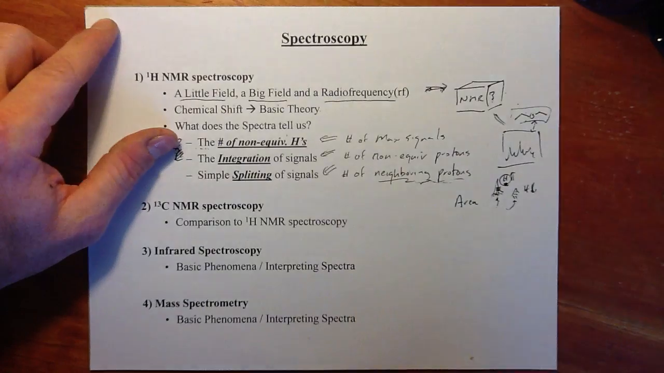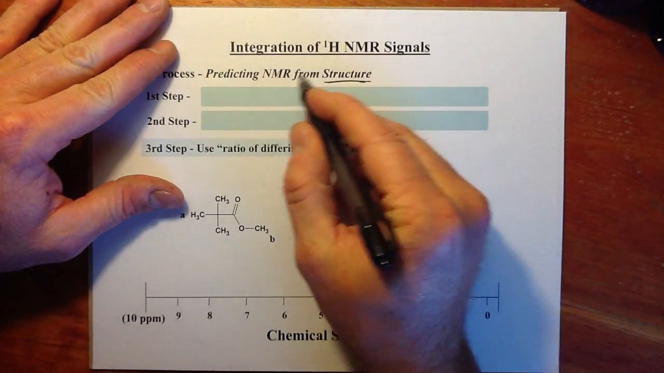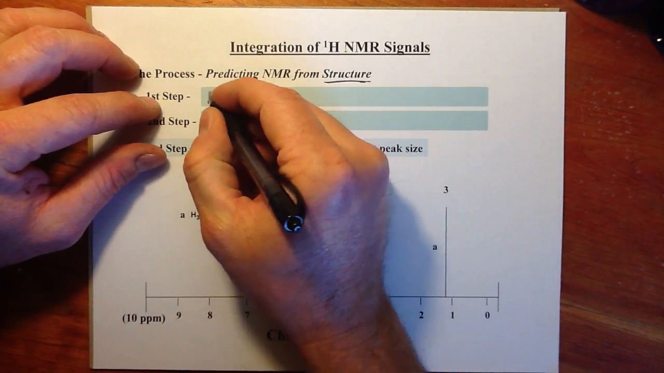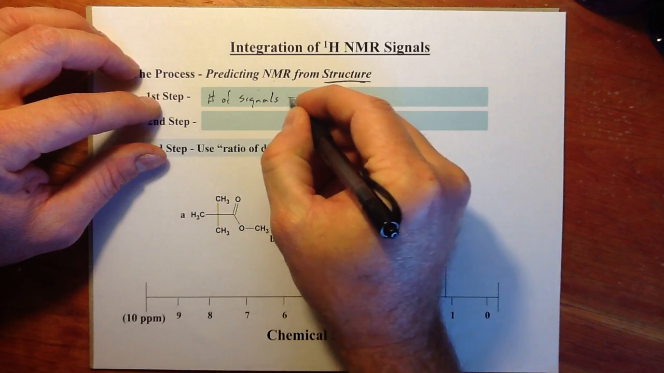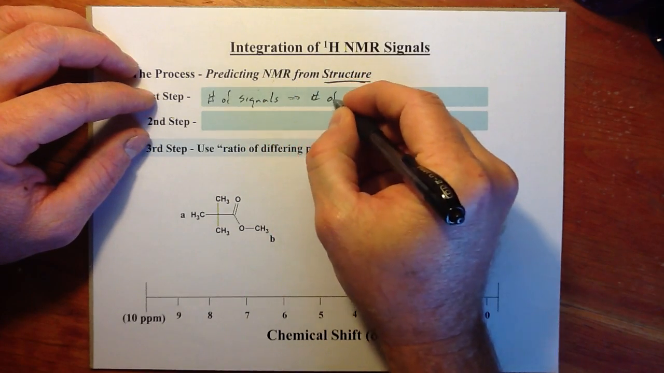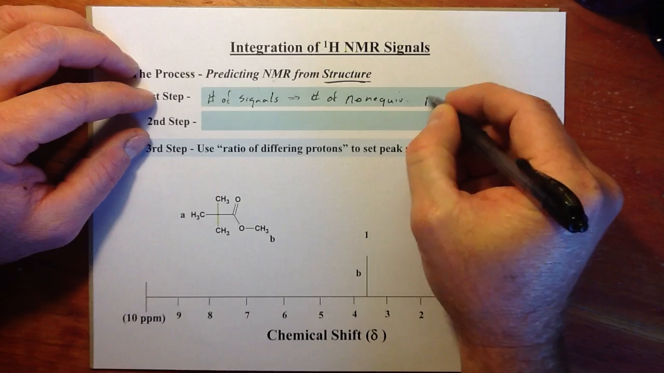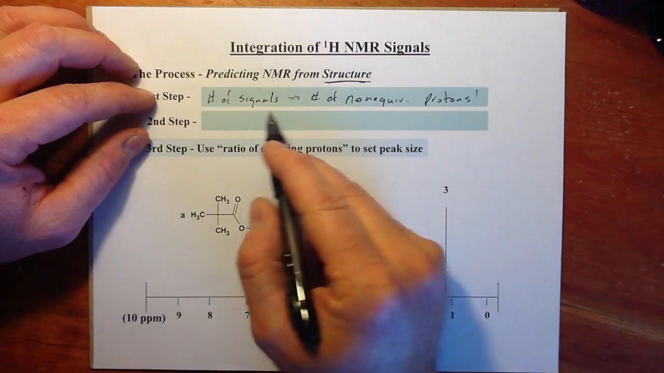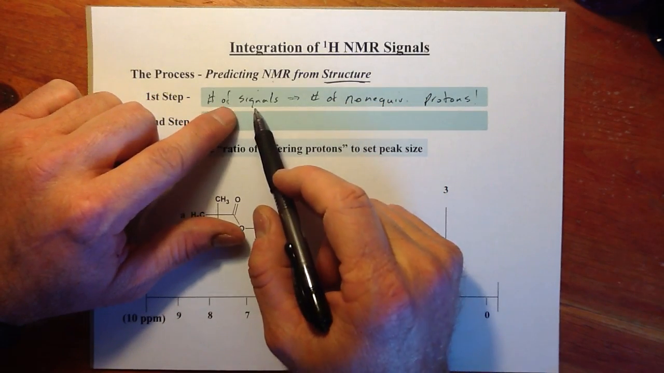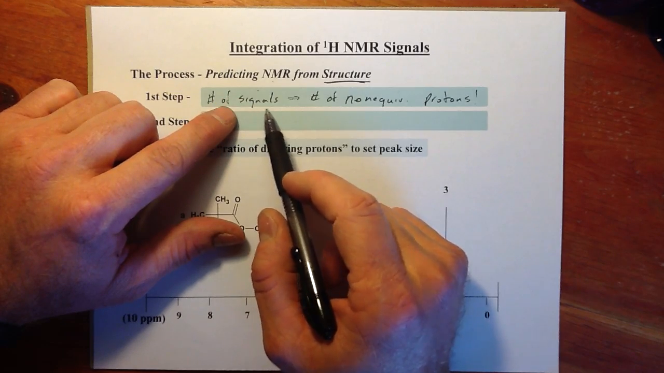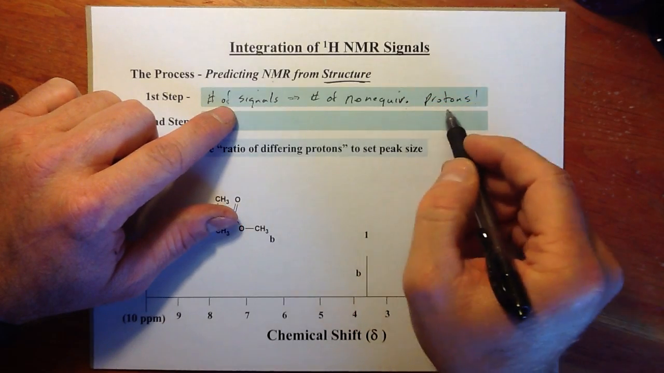So let's move beyond that and look at integration. So let's review our steps. If we have a structure for which we have to determine spectra, the first step is to determine the number of signals expected. How do we do that? Look for the number of non-equivalent protons. And we said those are equal if we can discern all signals, but at least the number of signals cannot be higher than the number of non-equivalent protons.